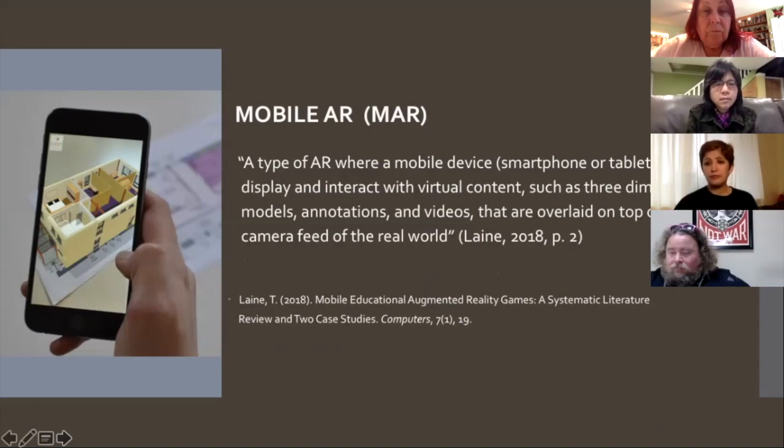Mobile AR is defined as, quote, "a type of AR where a mobile device, smartphone or tablet, is used to display and interact with virtual content, such as three-dimensional models, annotations, and videos that are overlaid on top of a real-time camera feed of the real world." End quote, Lane, 2018, page 2.